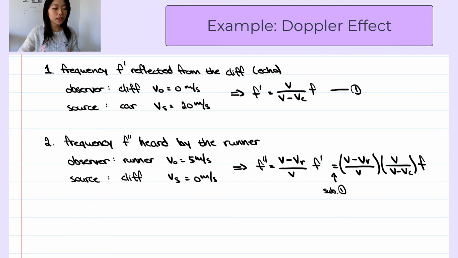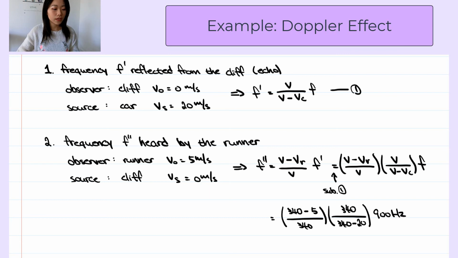Then we substitute the numbers. Speed of sound is 340. Speed of runner is 5 meters per second divided by 340. Then times speed of sound 340 divided by 340 minus speed of car, which is 20 meters per second. Original frequency is 900 Hz. So we get the frequency perceived by the runner is 942.19 Hz.